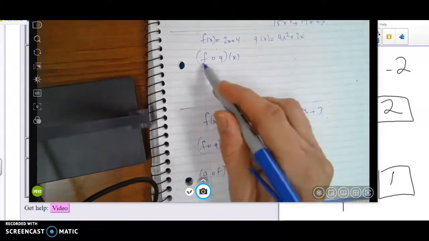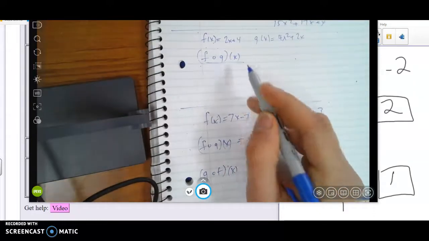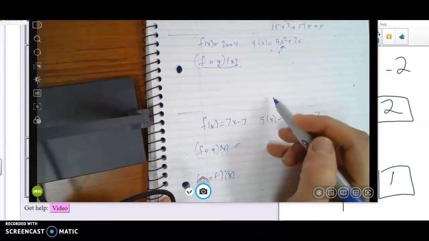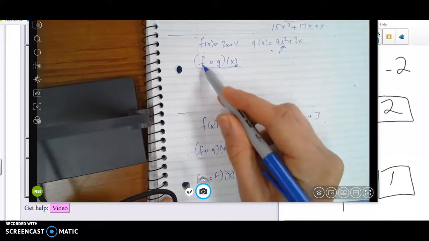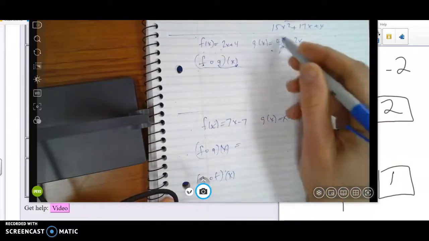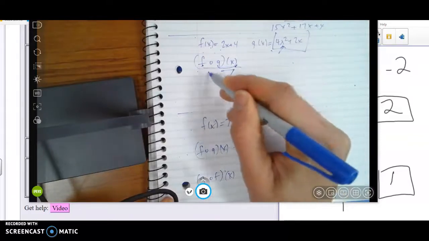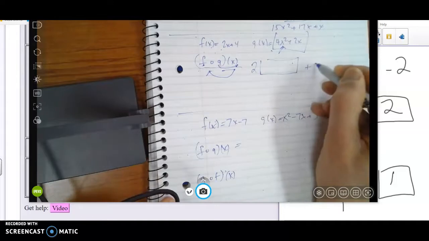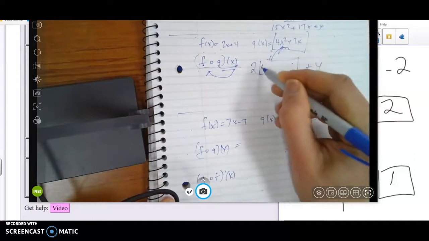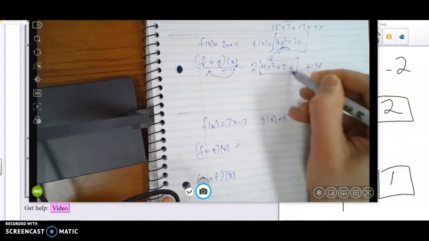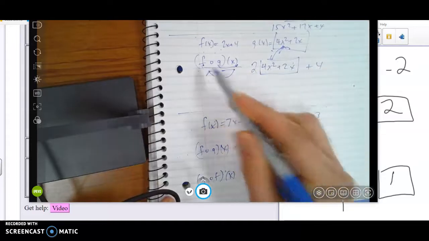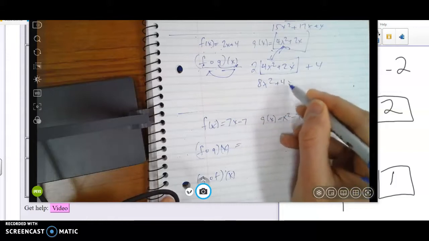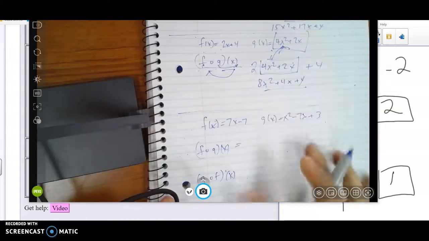This is f of g of x, not multiplication. We have the dot there. So we start with the function closest to the variable, which is g, which is this one over here. So we put that in to f, where x is. So this is our input right here. So g is our input into f. So f says 2 times my input plus 4. So the input in this case is that whole function, 4x squared plus 2x, because that's my g of x. So we put g of x into f of x in place of x. So we're going to get 8x squared plus 4x plus 4. And we're done with that one.